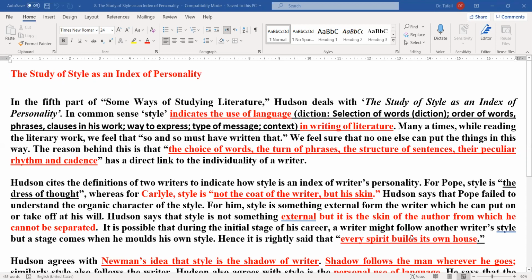So when a writer is using language, you get the use of language in writing literature. Number one thing, and this shapes him. Each writer has his own way, individuality.